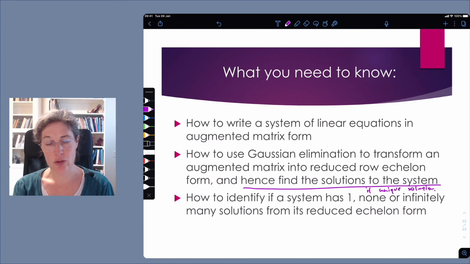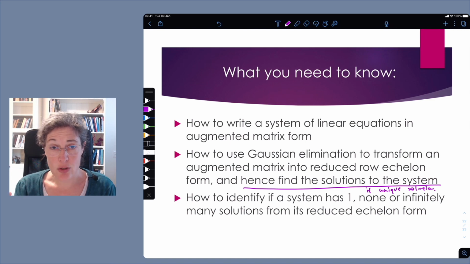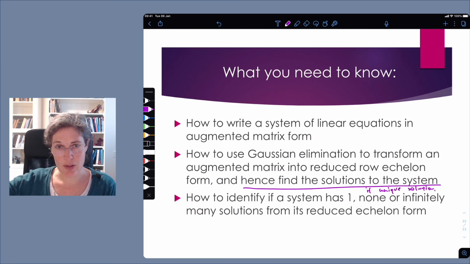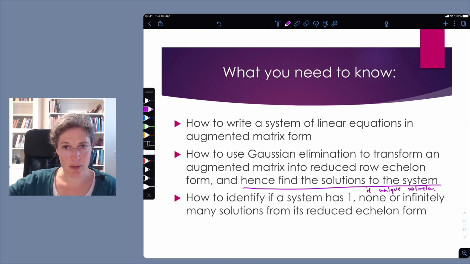If it's got a unique solution, I need you to be able to say there's a unique solution. If there's no solution, I need you to say there's no solution because I've got a row of zeros plus some constant. And if I've got a row of all zeros right across both sides of the equal sign, say I've got infinitely many. But you don't need to then go and solve and say x is equal to some function of t, blah, blah, blah.